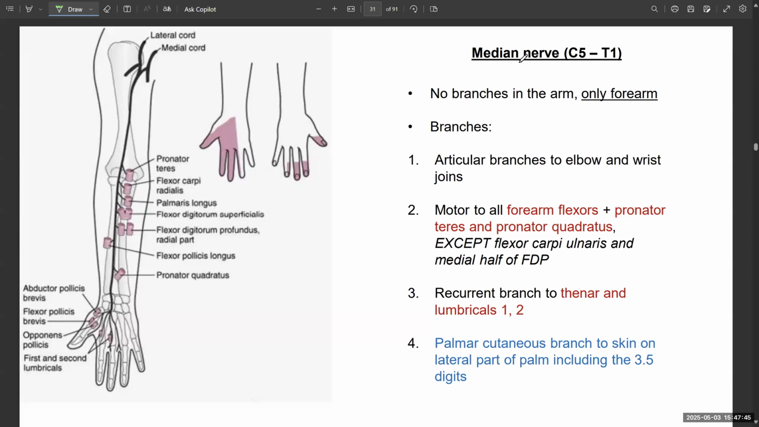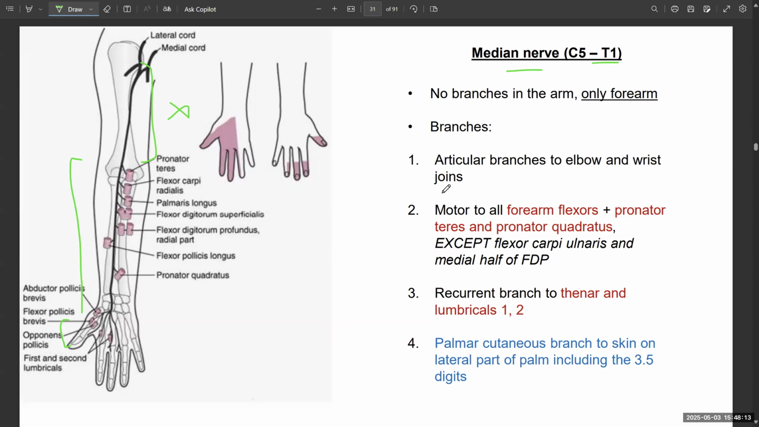Okay, so we have the median nerve, which is from C5 to T1, so it's everything. Okay, all the roots. It has no branches in the arm, only in the forearm. So as you can see, there are no branches here. But in the forearm, there's a lot of branches, and also you can see in the hand. So articular branches to the elbow and the wrist joints.